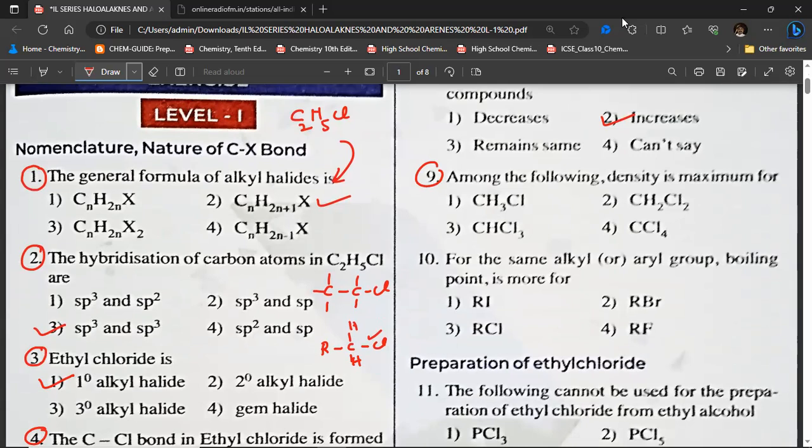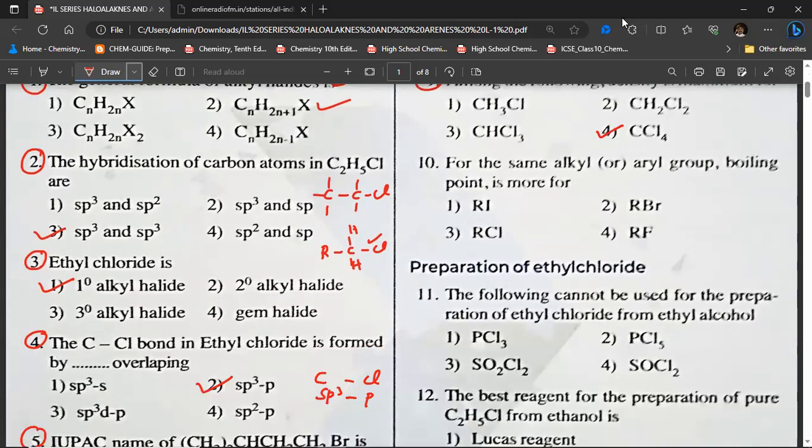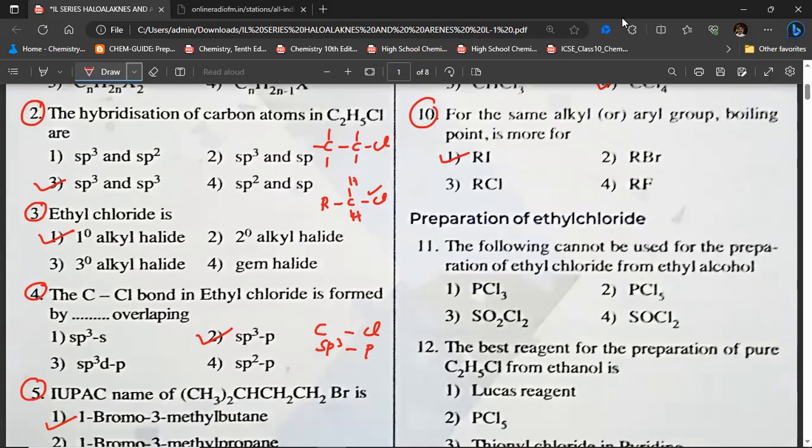So we can go with CCl4 as the right option for this one, as the maximum density compound. 10th question: for the same alkyl or aryl group, which has the higher boiling point? Usually in the halogens, the alkyl group is the same. When the halogen has more atomic mass, that will be considered the compound having more boiling point in such cases. So the first one, alkyl iodide, is the right answer for this one.